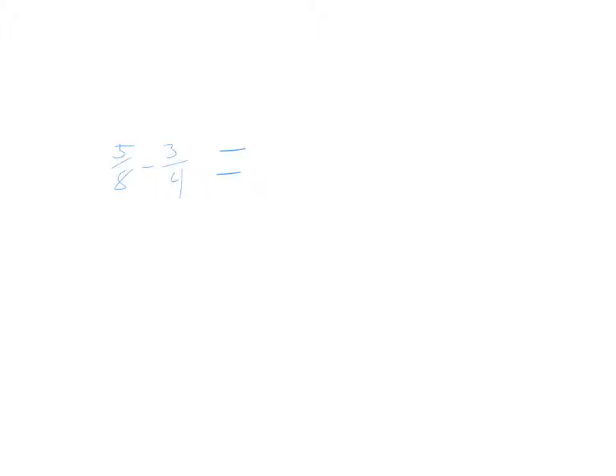Really what this means is you have 5/8 over 3/4. So you actually have two fractions, like a fraction in the numerator and a fraction in the denominator. Well, you know what I can do to do this?